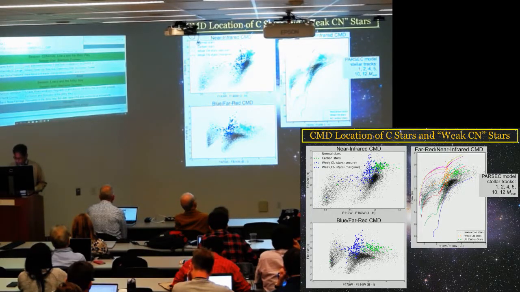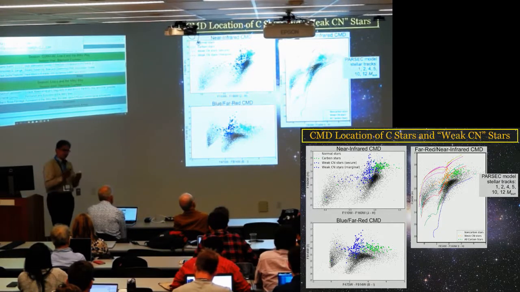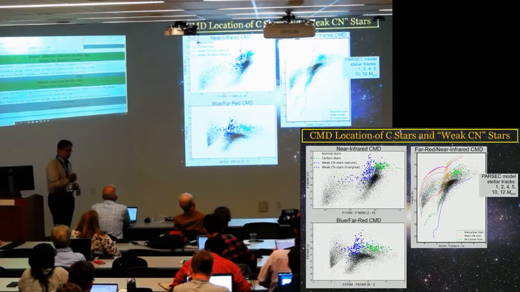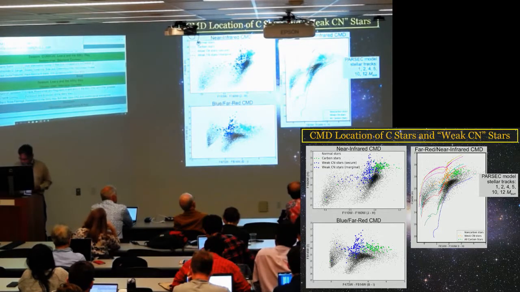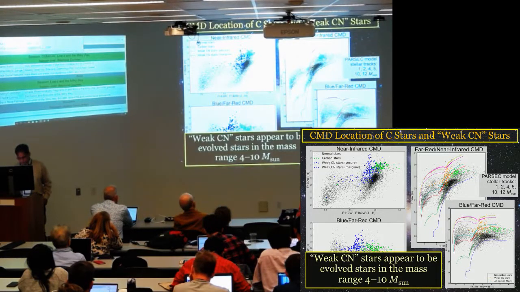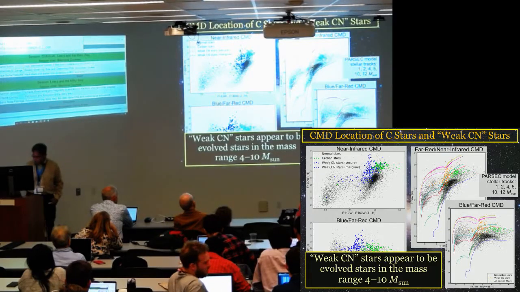So the Padova group is involved in the FAT survey. They're quite excited about this. They are barely at the point where their models can model carbon stars. So we're throwing them a challenge, a weak CN star challenge, before they've mastered carbon stars. But they're quite excited about this. And this is yet another version of the CMD where they seem to be consistent, at least in CMD space, with more massive stars, 4 to 10 solar masses. So again, evolved stars in the mass range 4 to 10 solar masses.